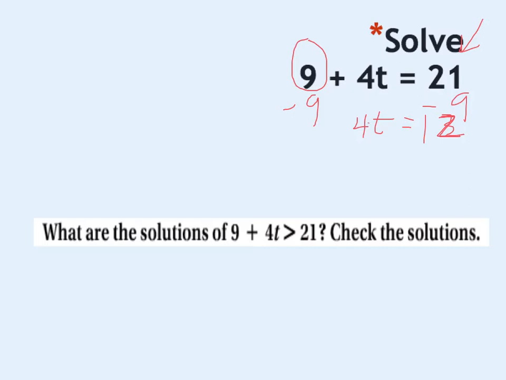And then here's multiplication. So the opposite of multiplying would be dividing. Whatever you do to one side, you have to do the other. And I'm multiplying by 4, so I have to divide by 4. So now I have t is equal to 12.